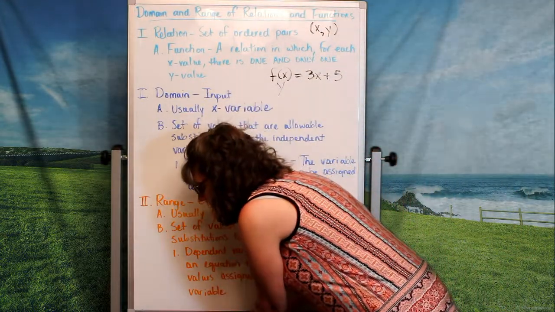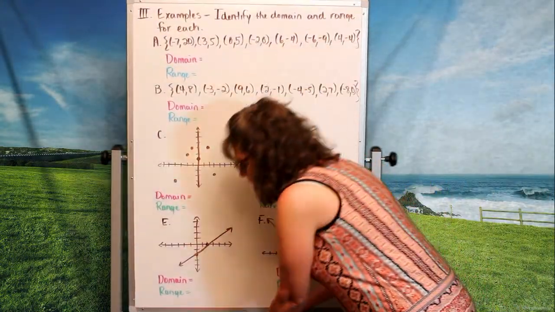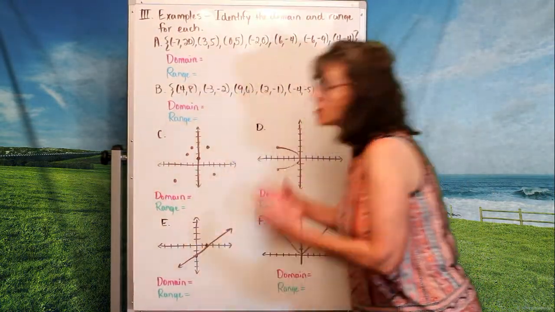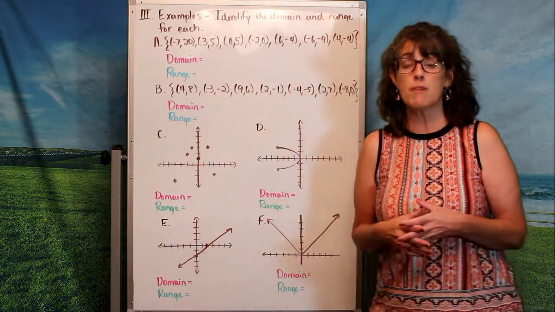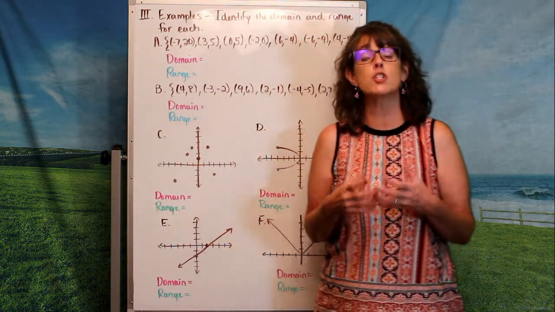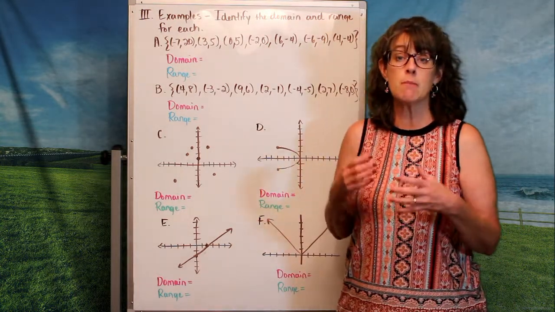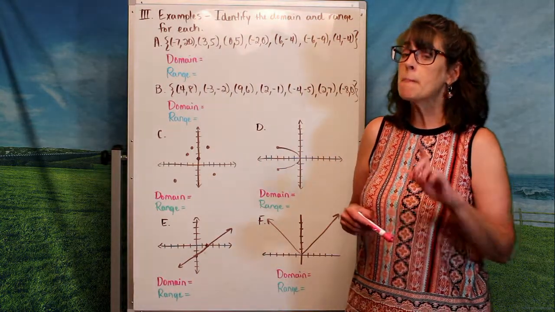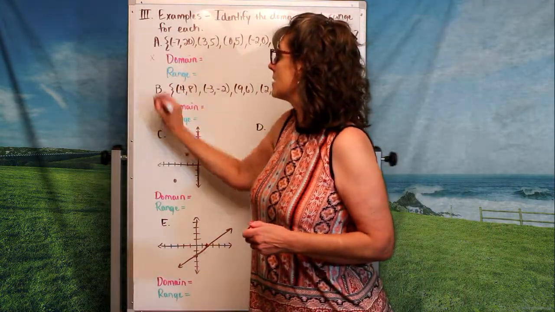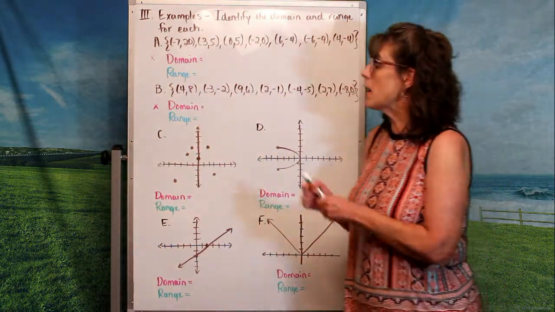So let's play with this a little bit now, and let's figure out the domain and the range for several situations. So I have relations here that may or may not be functions. Right now, I'm not worried about determining whether or not they're functions. Right now, I just want to identify my domain and my range. Now remember, domain was which variable? Yes, domain was x. Range was which variable? Yes, range was going to be my y.